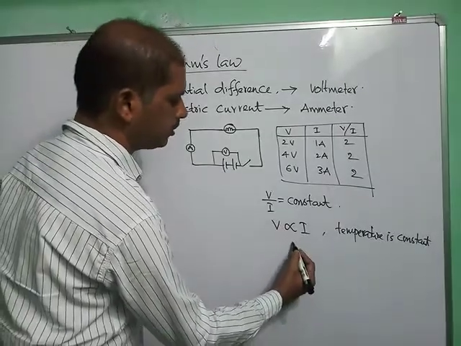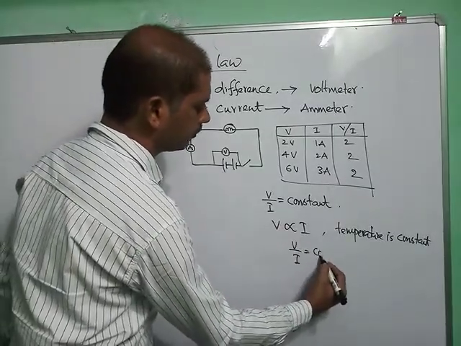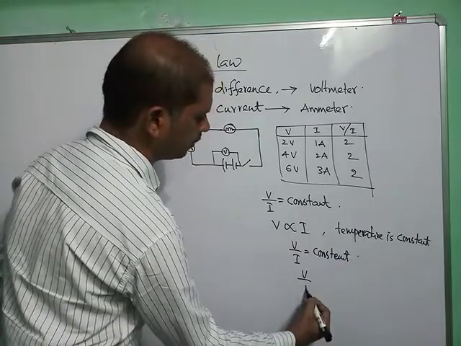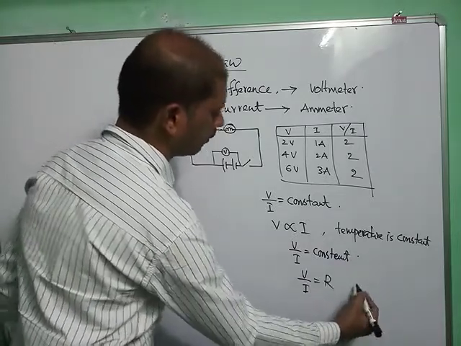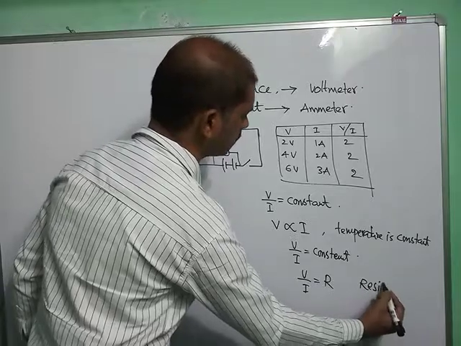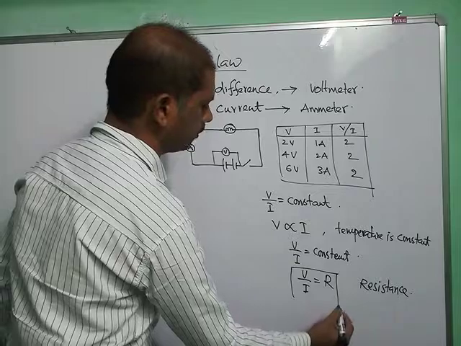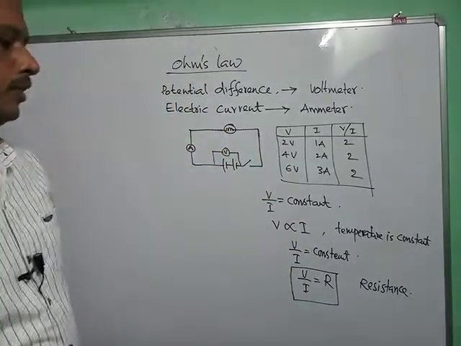So V by I is constant. This constant is known as R, which is known as resistance. So this gives Ohm's law.